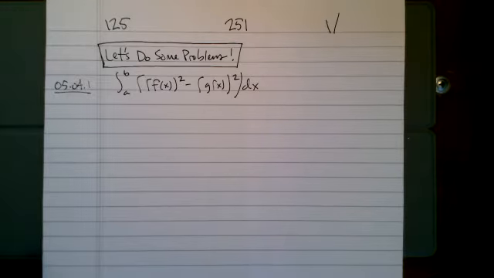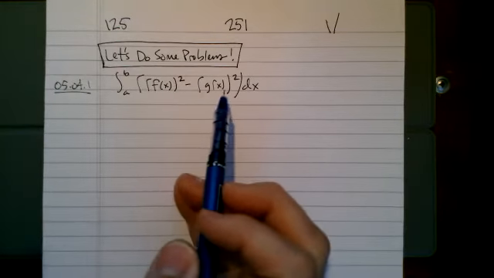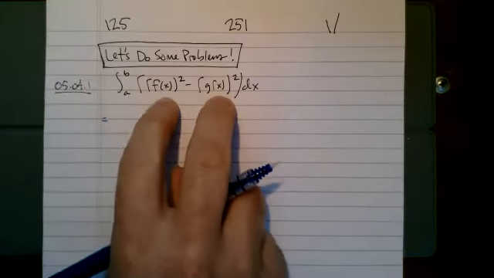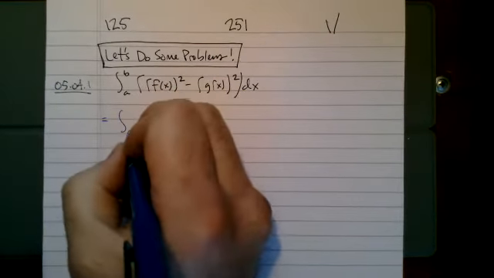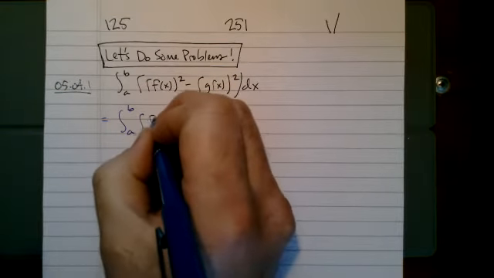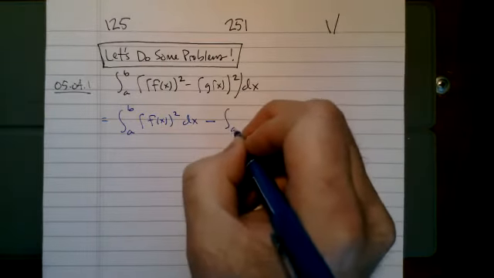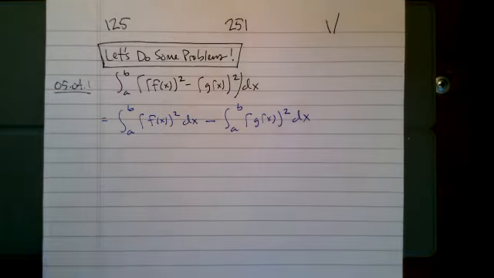What we want to do here, so 5.4 is all about theorems about definite integrals. And one of the properties that we have with definite integrals is that the definite integral of a sum is just the sum of the definite integrals. So we could separate into two separate integrals. This is the integral from a to b of f of x squared dx minus the integral from a to b of g of x squared dx.